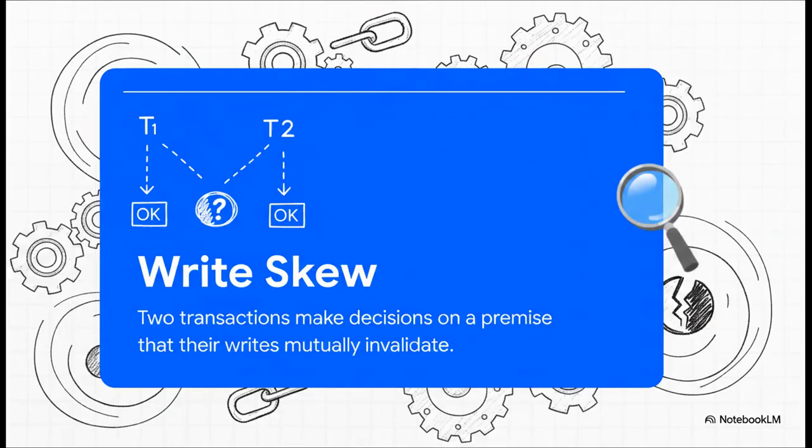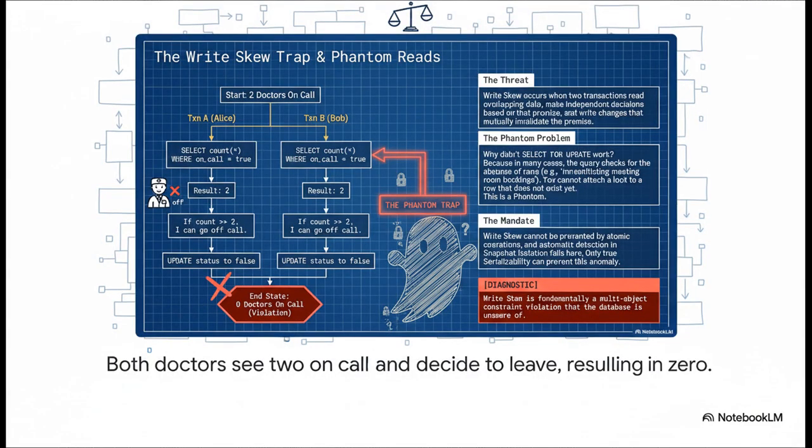And that nasty bug has a name, write skew. I know it sounds super academic, but stick with me because the problem is incredibly common. It's when two different transactions look at the same data, both think, yep, everything looks good to go, and then they both make a change that when combined completely breaks the rule they were both trying to follow. The classic example makes this crystal clear. Right, the doctor's on-call problem. The rule is simple.